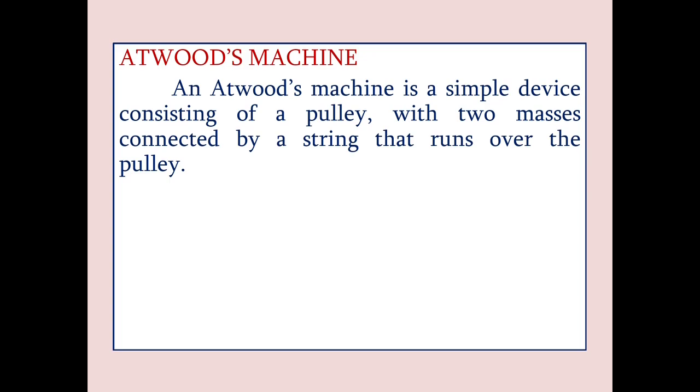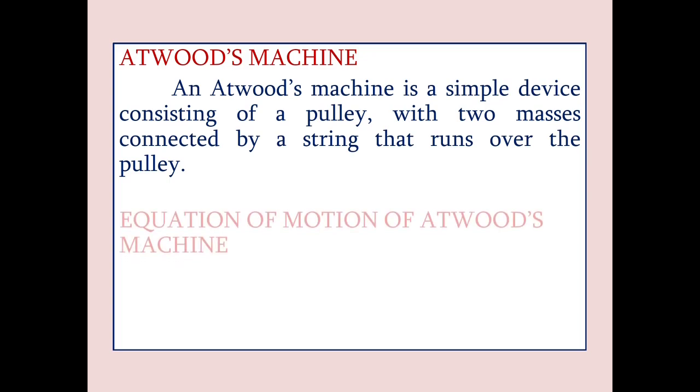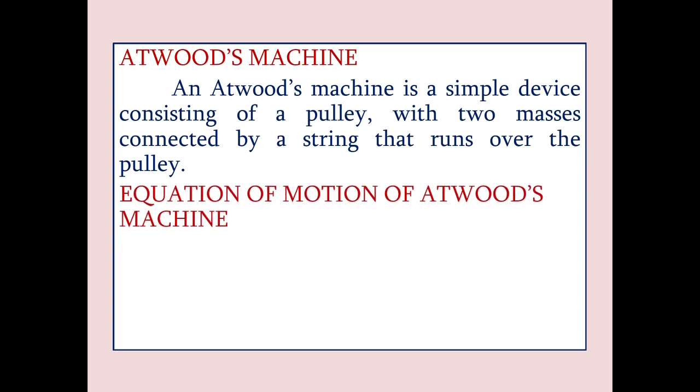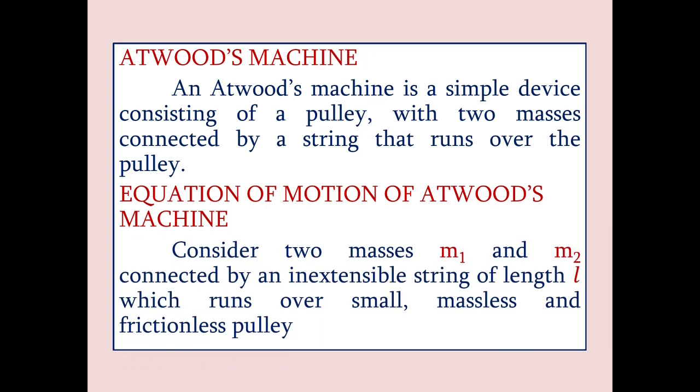To me, whenever I come across the word Atwood's machine, I think of my childhood days fetching water from the well. You have a pulley and a rope. On one end you have a bucket, and on the other you pull the rope. I feel this setup is based on the principle of Atwood's machine. Okay, now let's derive the equation of motion of Atwood's machine.